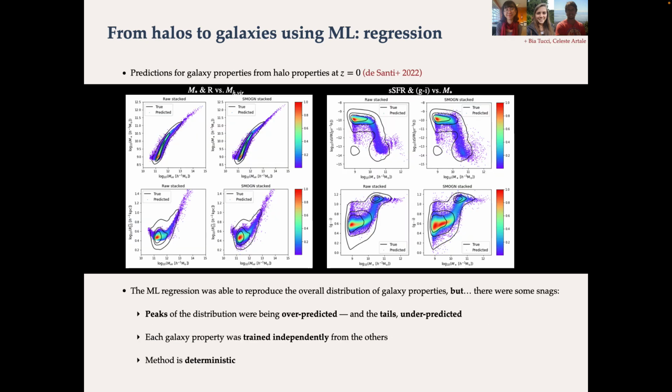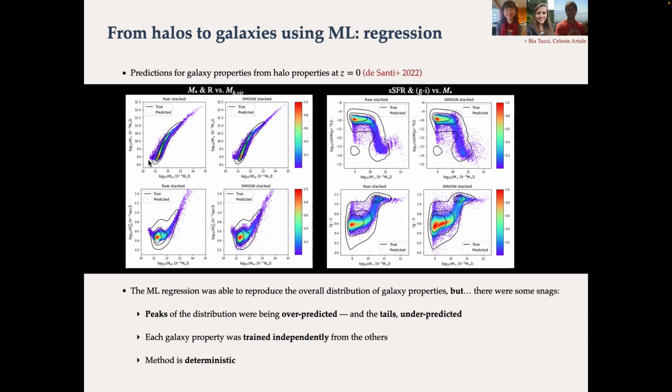And we use this. So in this plot here, what you can see is how we predicted the galaxy properties from the halo properties at redshift 0. So that's the paper from Nathalie de Santi et al. 2022. On the left plot here, the left column are the initial predictions of the regression without any data augmentation here. So the black lines are the true populations, and the colored points are the predictions from this regression.